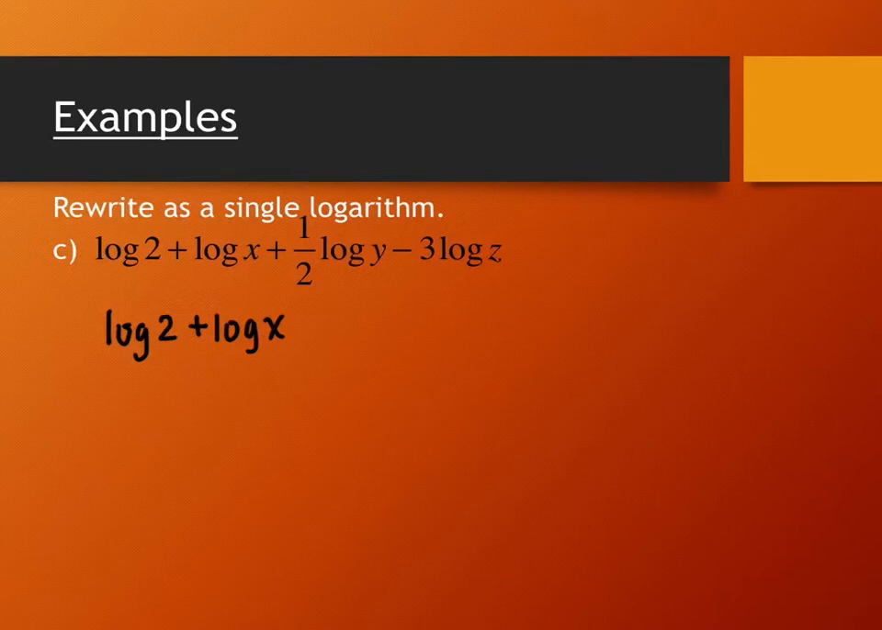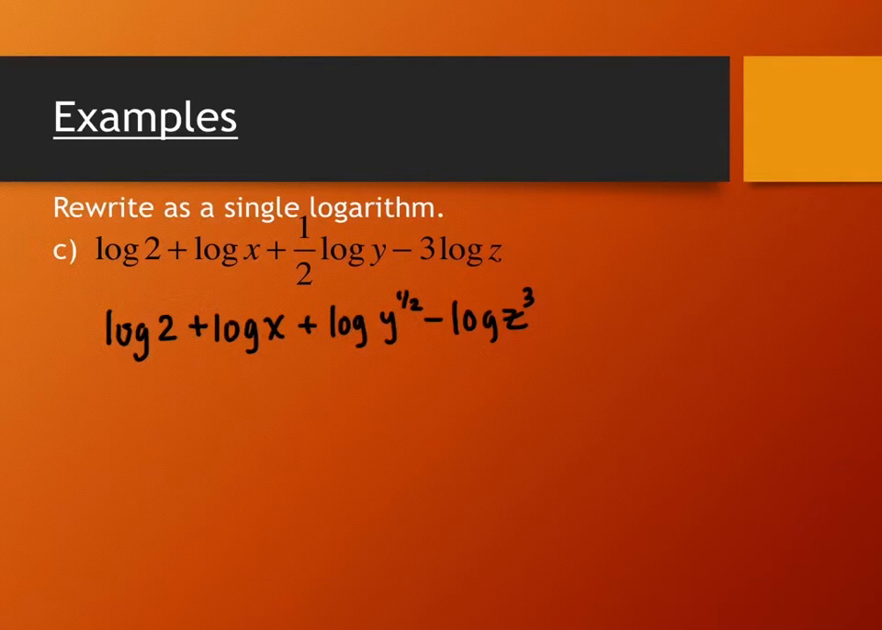So your first two pieces shouldn't change because they don't have coefficients, right? Yeah. The next two do, though. So we would have log of y to the 1/2, or you could write it as square root of y if you want, minus log of z cubed. Is that okay for everybody? Those pieces all right? Okay.